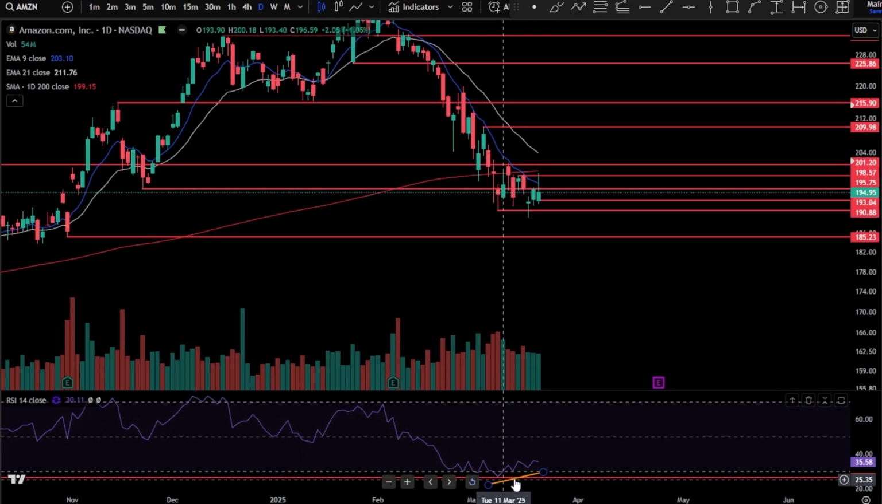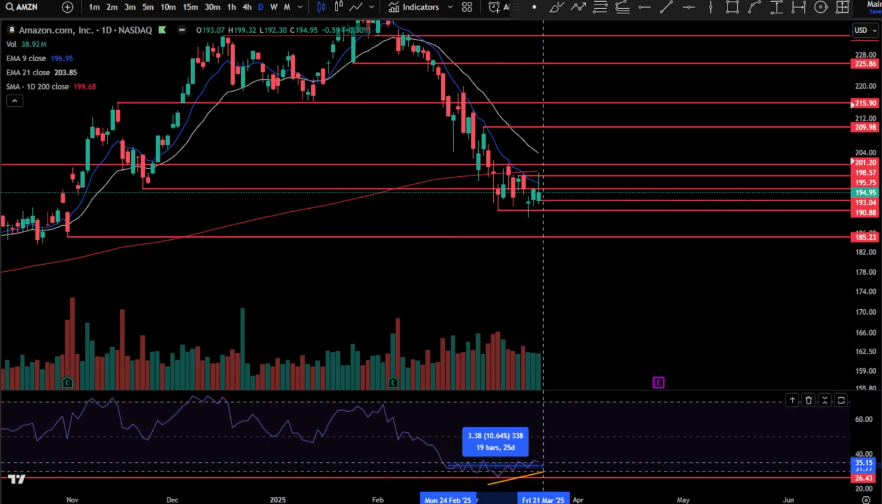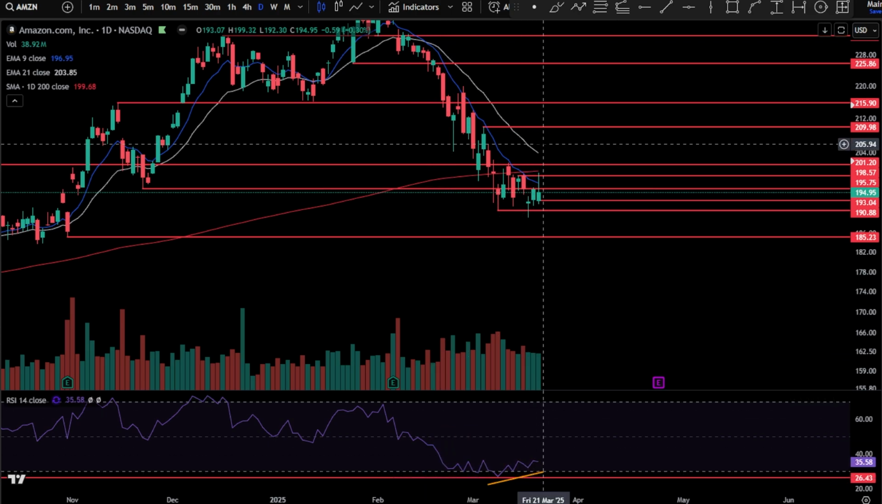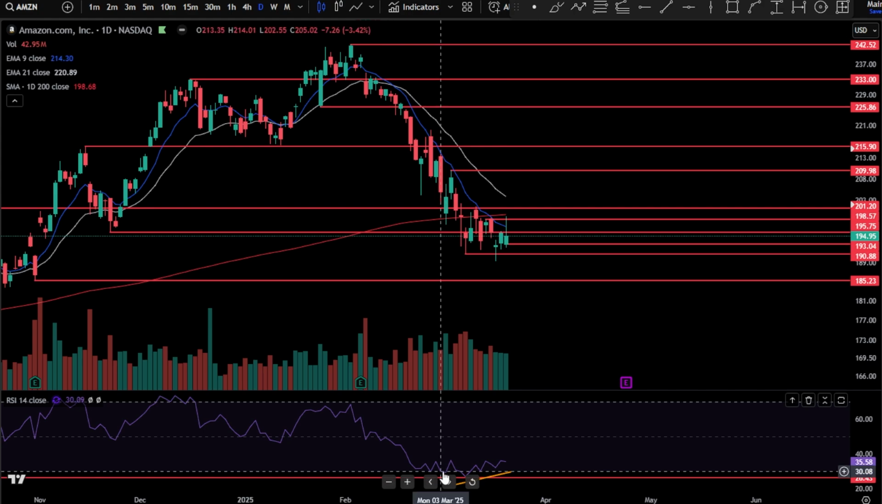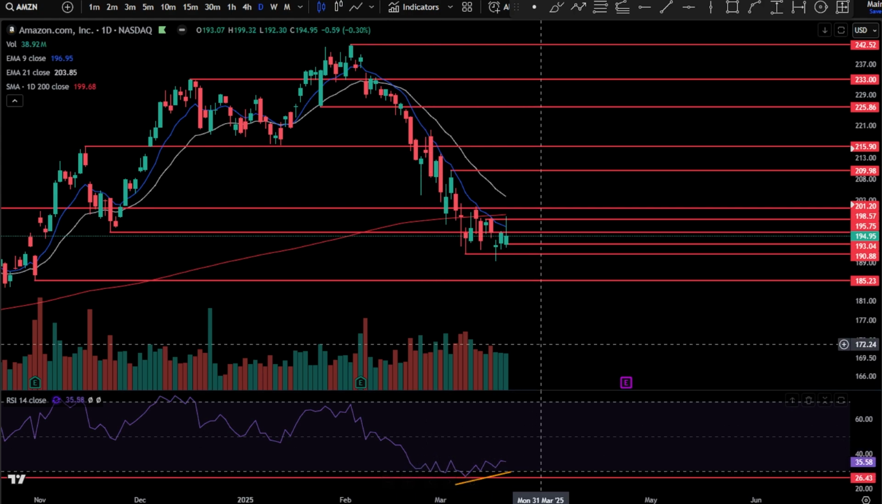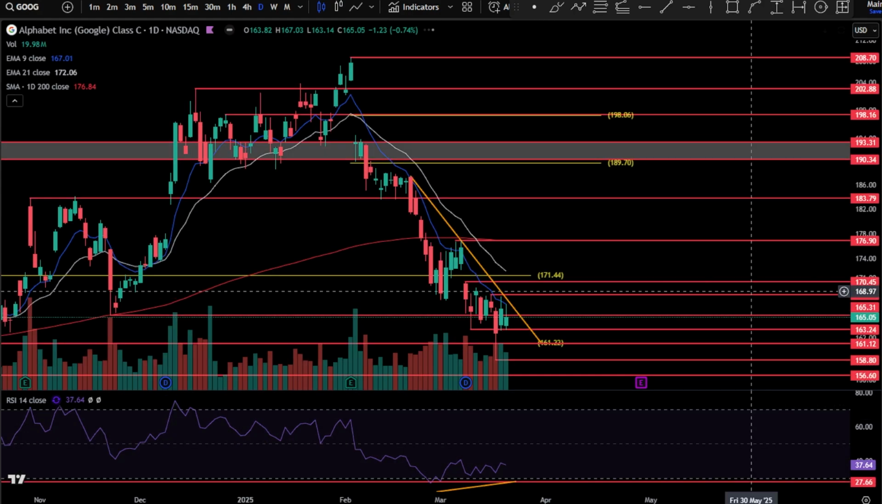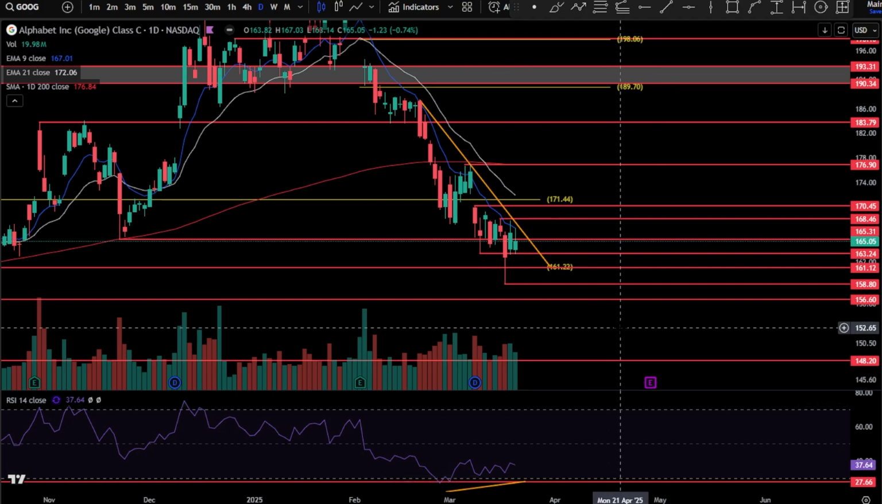All right. You got the bullish divergence. You've been oversold for quite some time now. That's over 3 weeks. You've just been chilling down there. You hit oversold territory quite some time ago. You have Google looking like this with the bullish divergence.